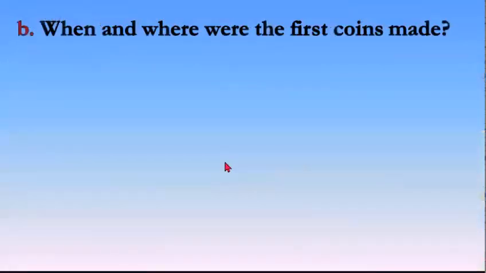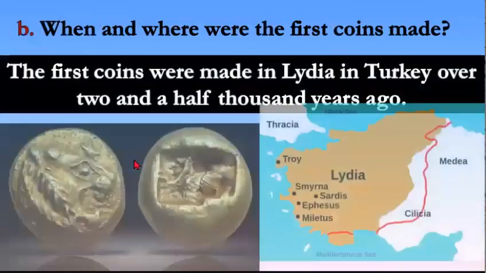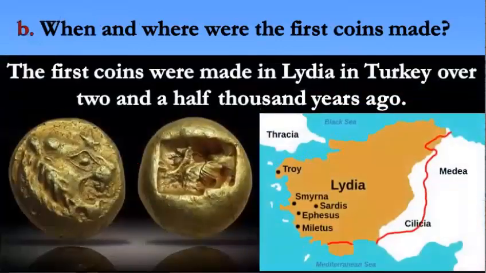The second question, when and where? I am asking about the time and the place where the first coins were made. Exactly. The first coins were made in Lydia in Turkey. This is a city in Turkey. When? Yes, over 2,500 years ago.